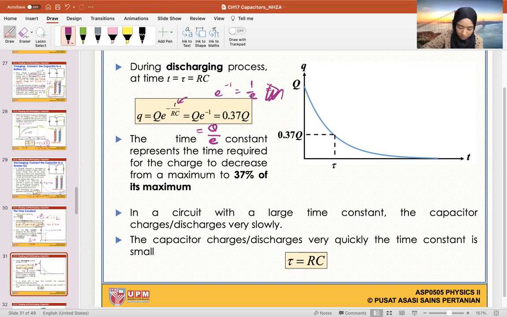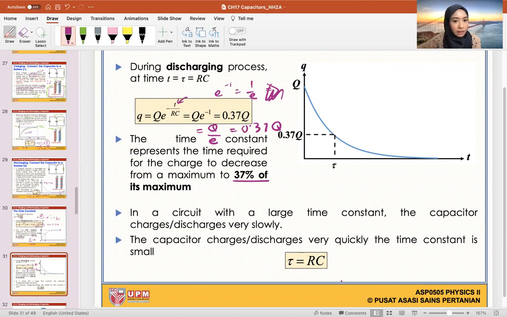So 1 over E is equal to... Shift E minus 1. That will give me 0.368, or 0.37. So it will give me 0.37 Q. What does it mean? This is the amount of charge the capacitor has when I ask the capacitor, hey, what's your charge at the time constant? It basically means 37% of the maximum.